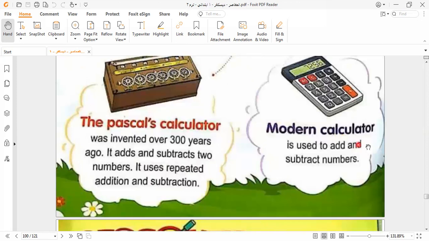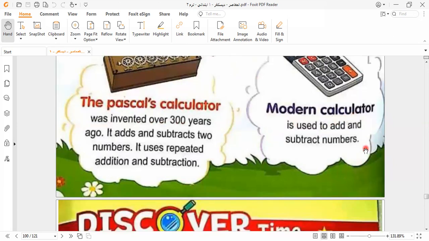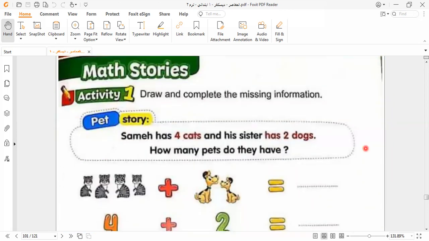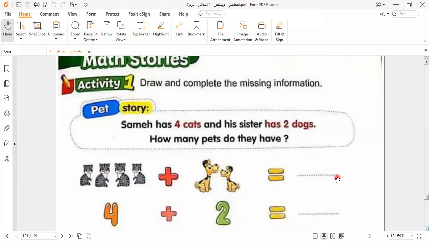Now we have the modern calculator, and we have different kinds of modern calculators. Calculators can use numbers and mathematical symbols, like the greater than symbol. Now we have many types of modern calculators, like phones. A modern calculator is used to add and subtract numbers. Let's go answer the activity below.